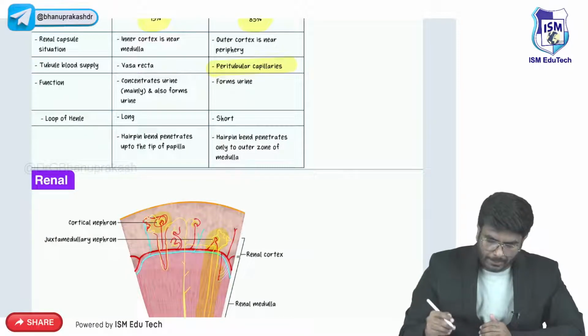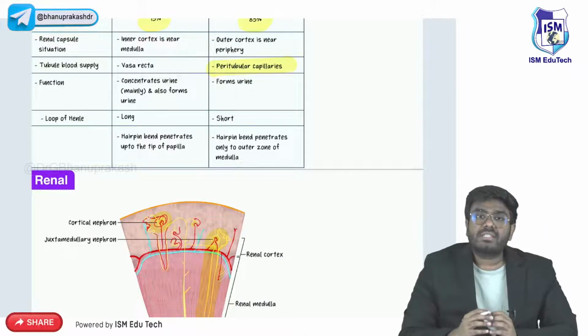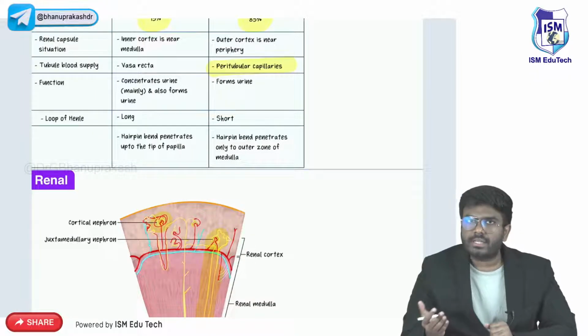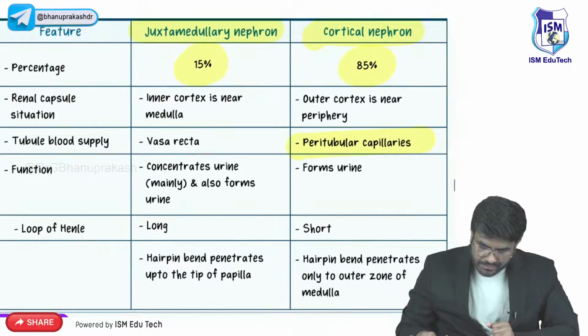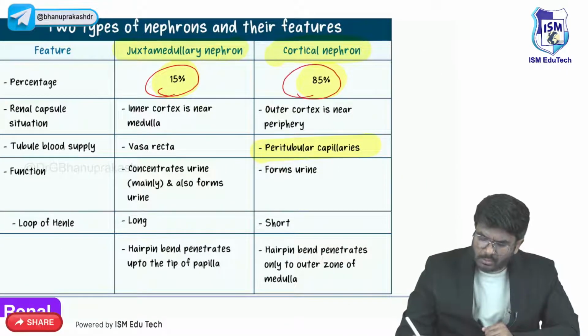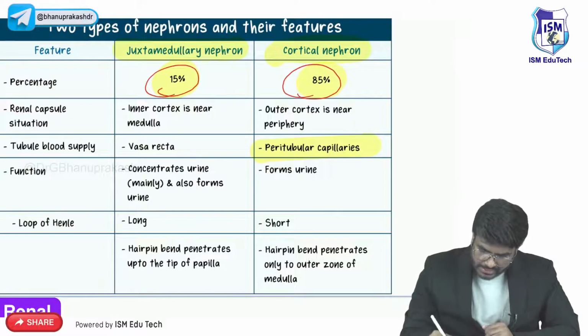Now, what are we discussing? We are discussing the types of nephrons. There are two types of nephrons: the juxtamedullary nephrons and the cortical nephrons, right? Look here. The juxtamedullary nephrons are just 15%, and the cortical nephrons are almost 80 to 85%. That we have already discussed.